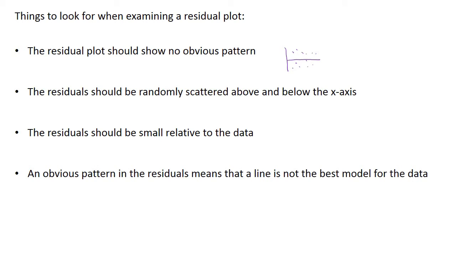And then if you have an obvious pattern in the residuals, this means that a line is not the best model for the data. And here's what that could look like. The residual plot actually looks curved, like so. This means that the data, even though we may not have been able to see it when we first looked at just the scatter plot, was actually curved, and some kind of curved model like an exponential or a quadratic would be a better model for the data. It doesn't tell us what that better model is, it just tells us that the line is not the best one.